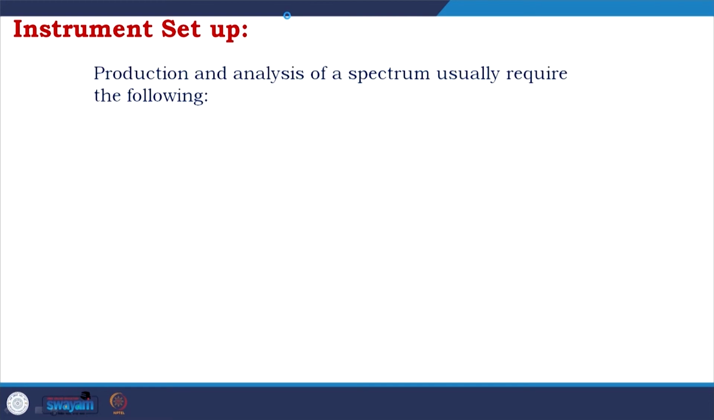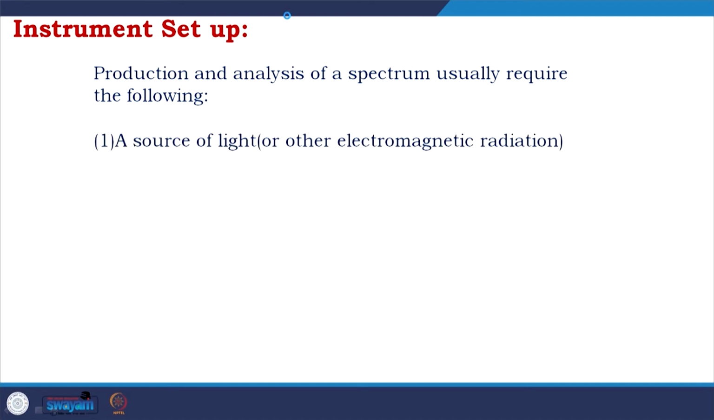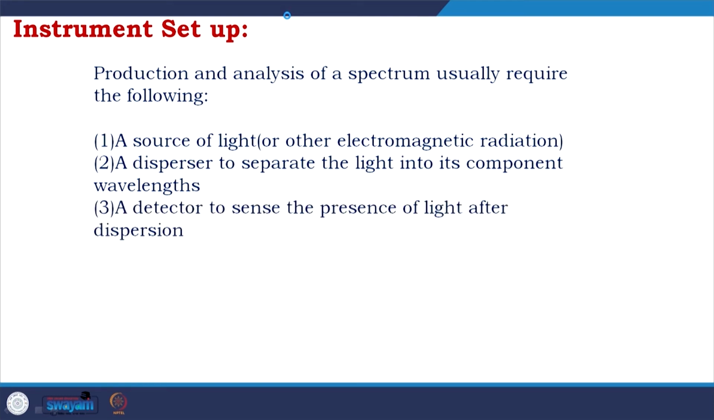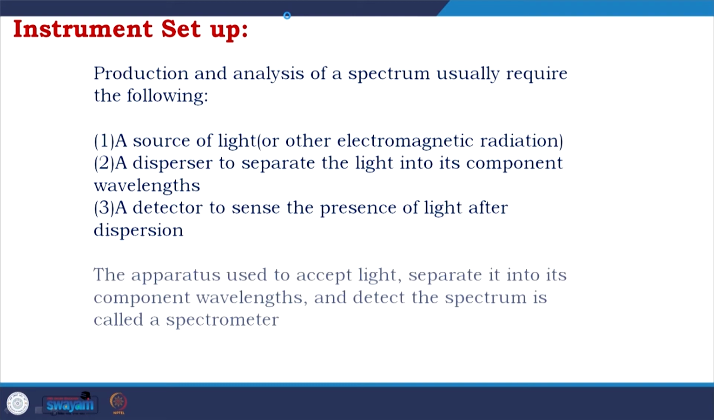So, the instrument setup, we are talking about very simple instrument. The production and analysis of a spectrum usually require the following: a source of light or other electromagnetic radiation, a disperser or grating to separate the light into its component wavelengths, a detector to sense the presence of light after dispersion. The apparatus used to accept light, separate it into its component wavelength and detect the spectrum is called spectrometer or diffraction grating.